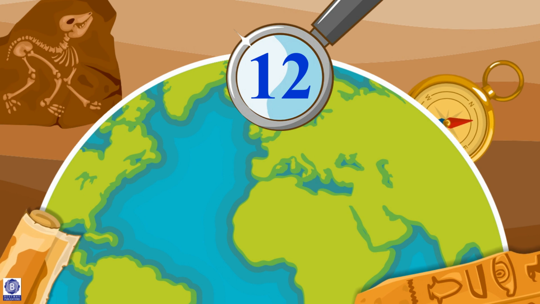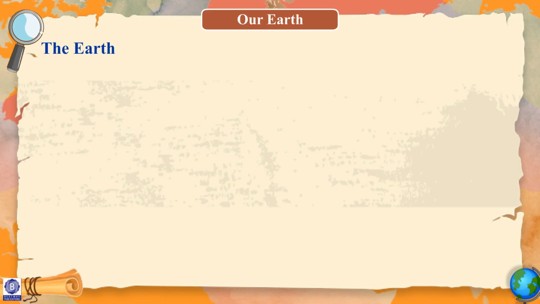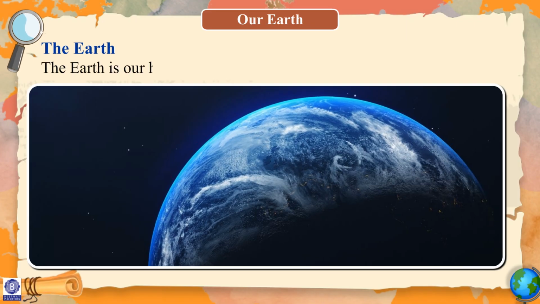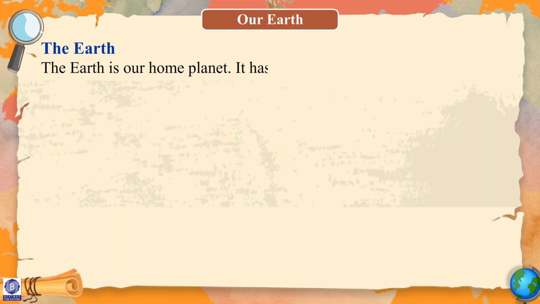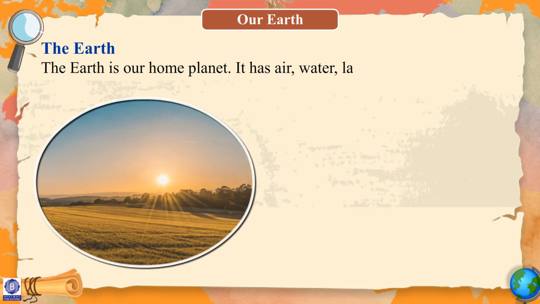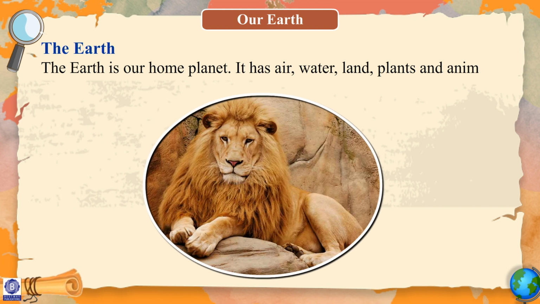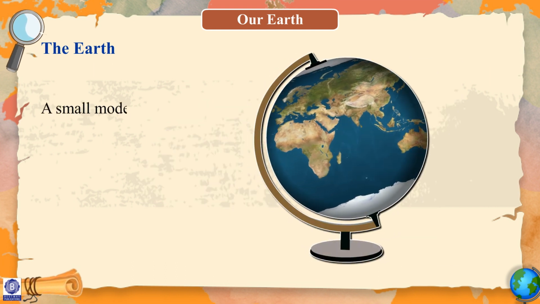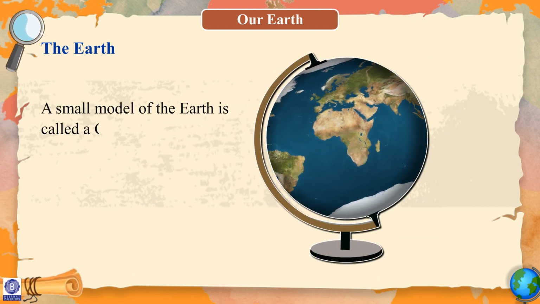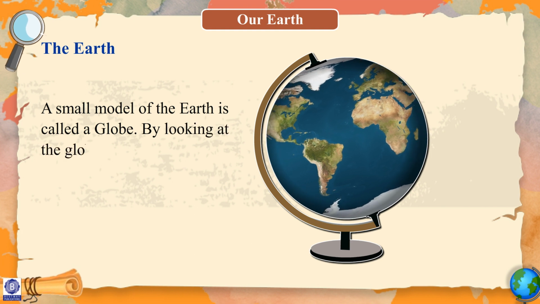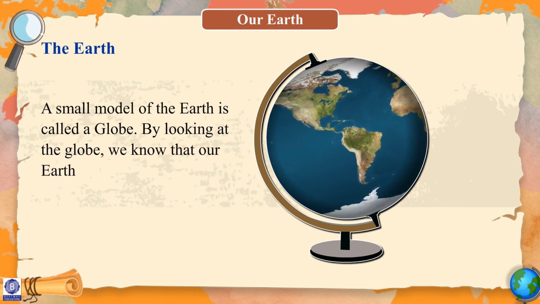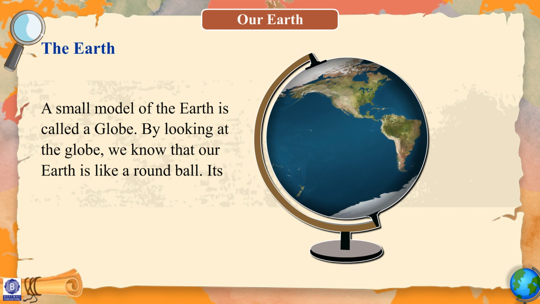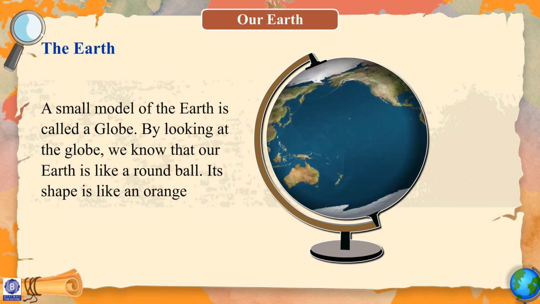Chapter 12. Our Earth. The Earth. The Earth is our home planet. It has air, water, land, plants and animals. A small model of the Earth is called a globe. By looking at the globe, we know that our Earth is like a round ball. Its shape is like an orange.